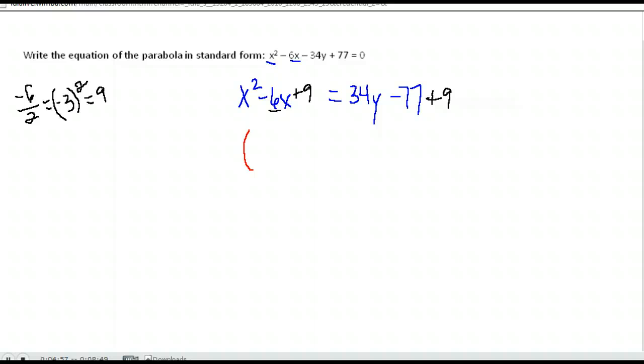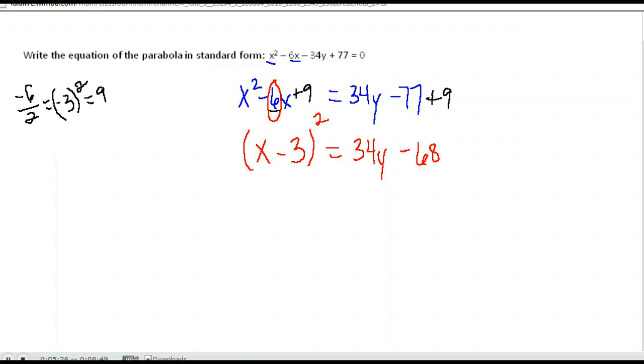Okay? Now let's factor down this left-hand side. This would be x minus, remember, if you just take this middle term, whatever divided by 2 would be 3, squared. You can always check by factoring it out. Okay? So we have x minus 3 squared equals 34y, and then we want to take negative 77 and we want to add 9 to it. That gives us negative 68.